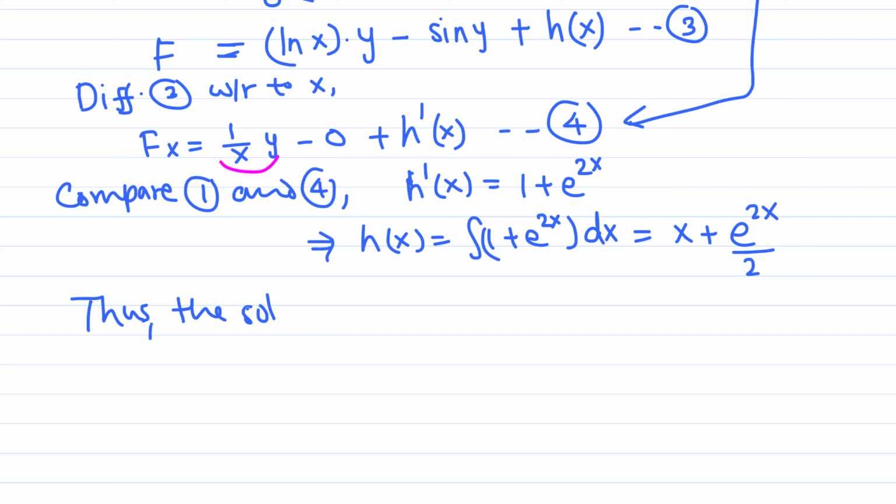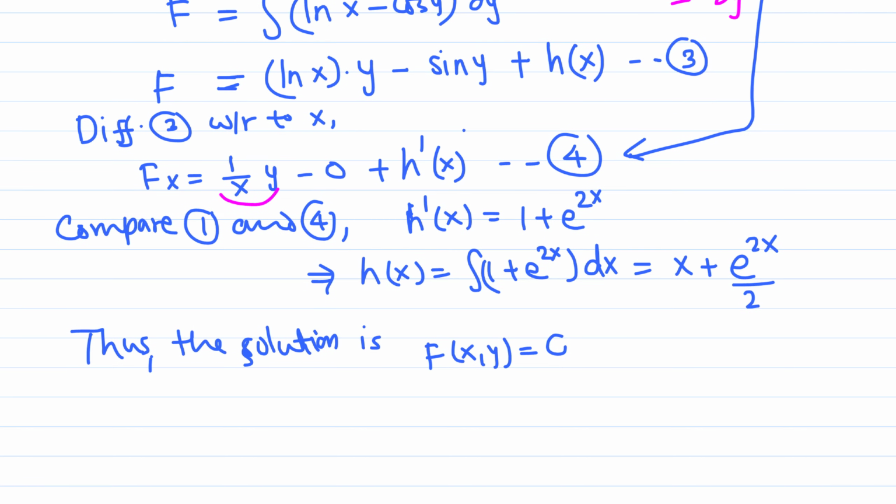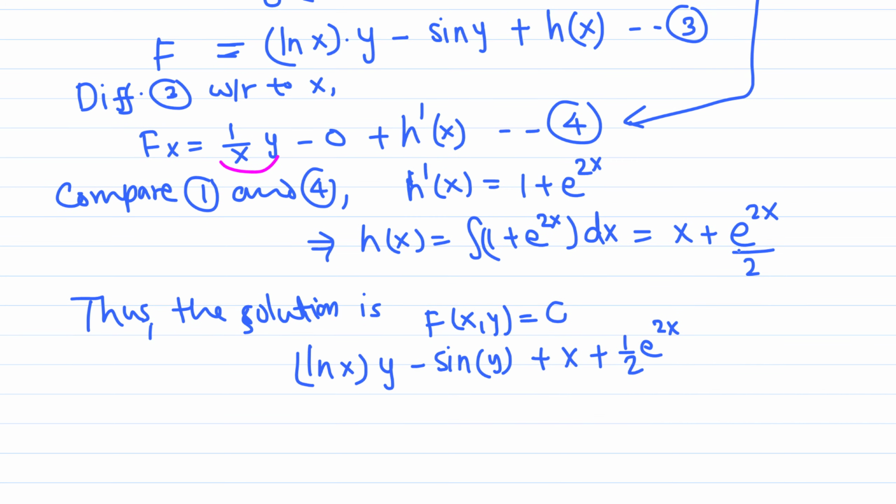Thus the solution of the exact ODE is the function equals c, some constant, and the function was found in equation 3. Look at 3 here. That is ln x times y minus sine y plus h of x, which we found here. h is x plus 1/2 e raised to 2x. So the solution is ln x times y minus sine y plus x plus 1/2 e raised to 2x equals c. This is the final answer.